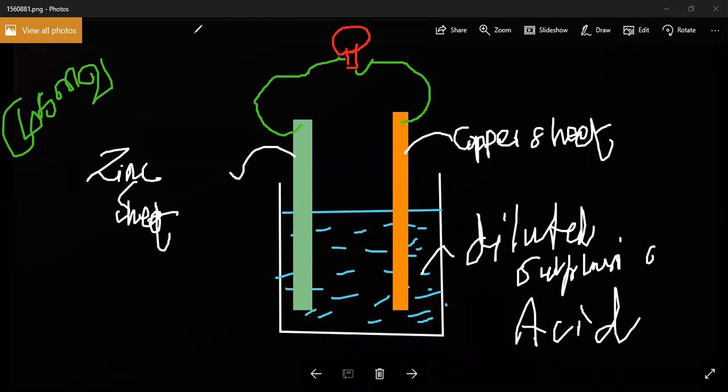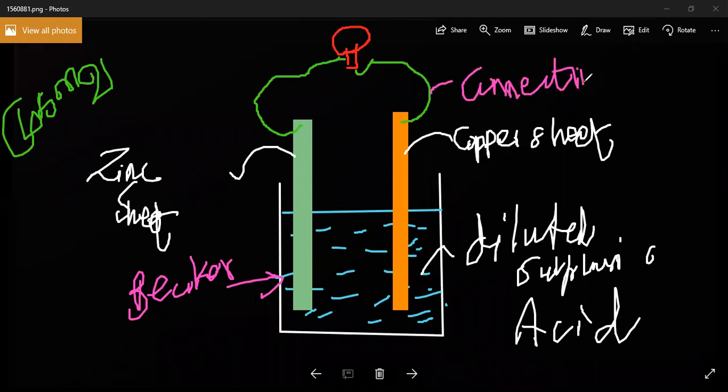Now what is going to happen here? If you take one beaker, this is the beaker. It's a copper sheet. This is the zinc sheet. And this is diluted sulfuric acid. And this is the connecting wire. And also this is a bulb. You can take any small bulb, or you can use an LED, no problem.